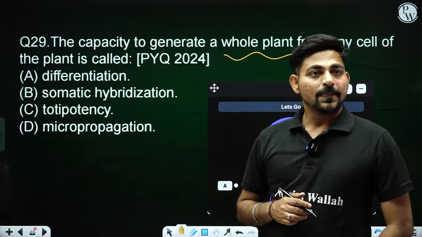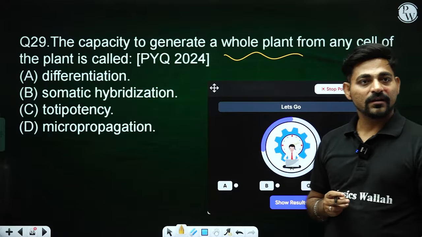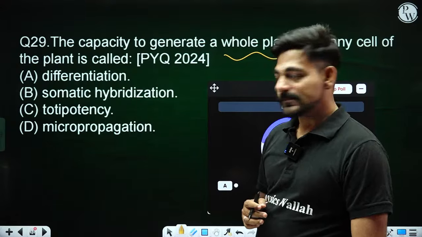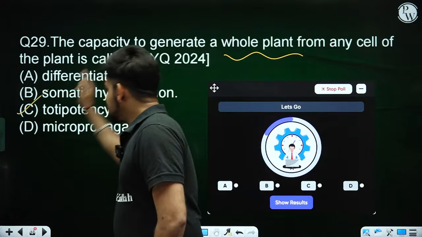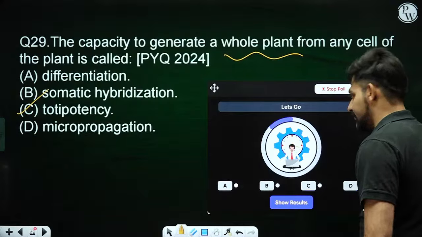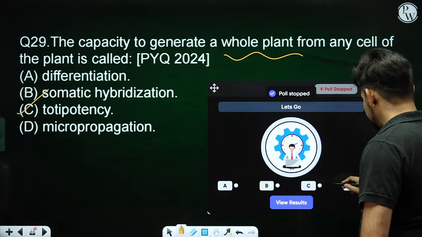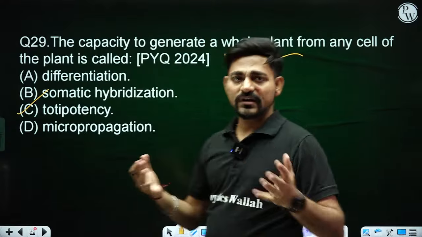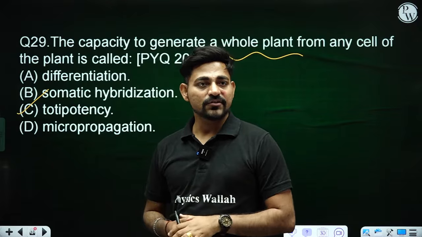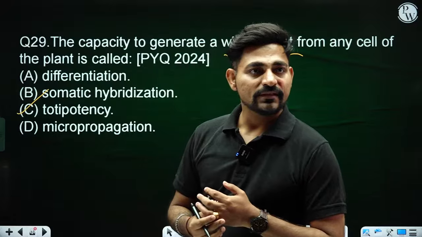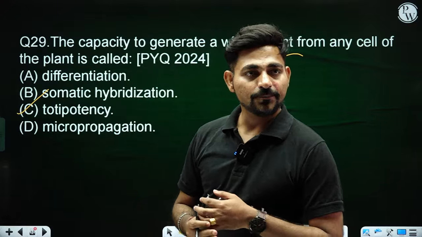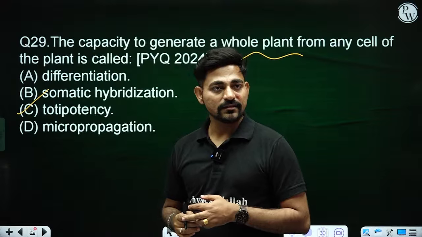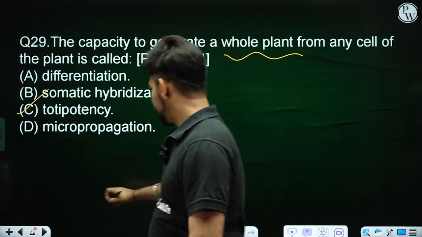Okay, I got the answer from Ayush. Totipotency. Yes, this is the answer. From one single cell, when you can produce a full organism, that capability is called totipotency. Yes, Ritika also got the right answer.